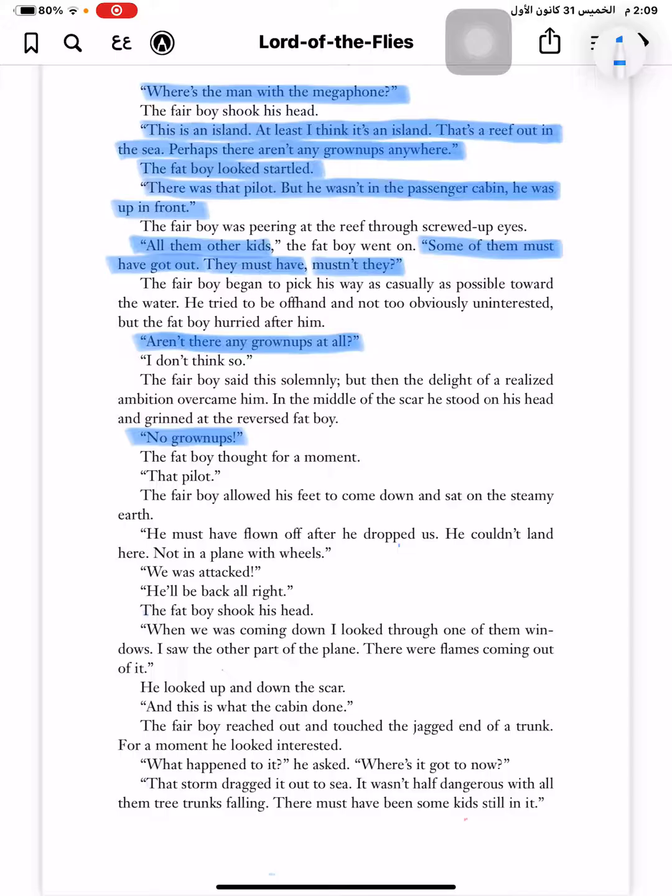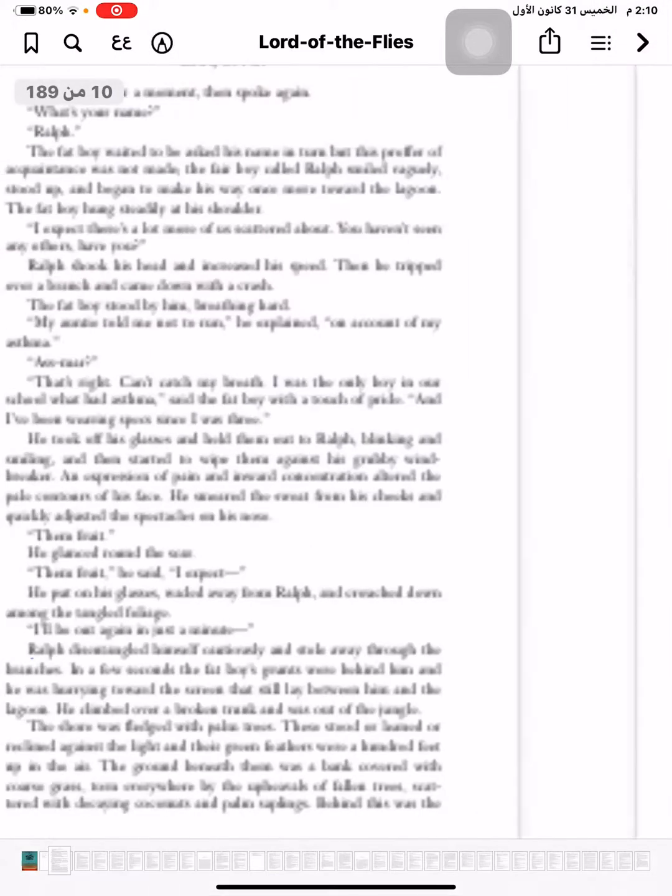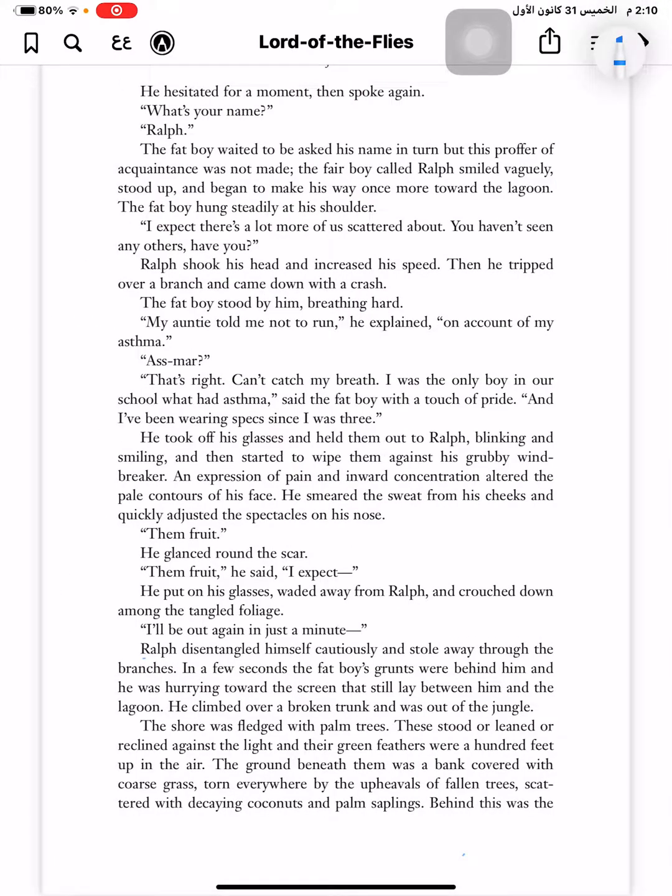The first boy looked uninterested at all in those observations pronounced by the second boy. He keeps running around, followed by the second boy in difficulty. He feels delighted, for there are no grown-ups, even that when the second boy asked about his name, he didn't ask him in return. "What's your name?" "Ralph," the first boy answered. The fat boy waited to be asked his name in turn, but this proffer of acquaintance was not made.